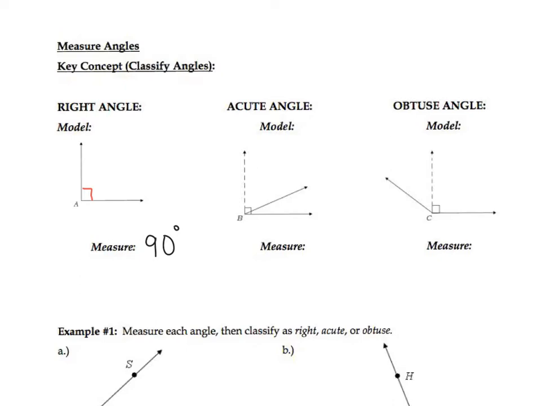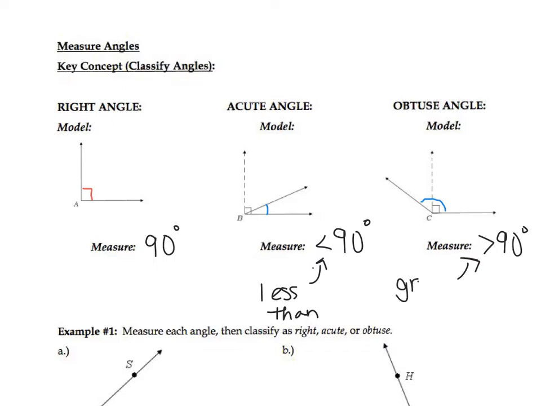Next we have an acute angle. And the acute angle in this picture is the smaller angle here that we've drawn inside a 90-degree angle. And we identify acute angles as having measures less than 90 degrees. So remember, this means less than. And lastly, we have obtuse angles. And then in this picture, the obtuse angle is this big one that extends past a 90-degree angle, and it has a measure greater than 90 degrees. So remember, this means greater than.